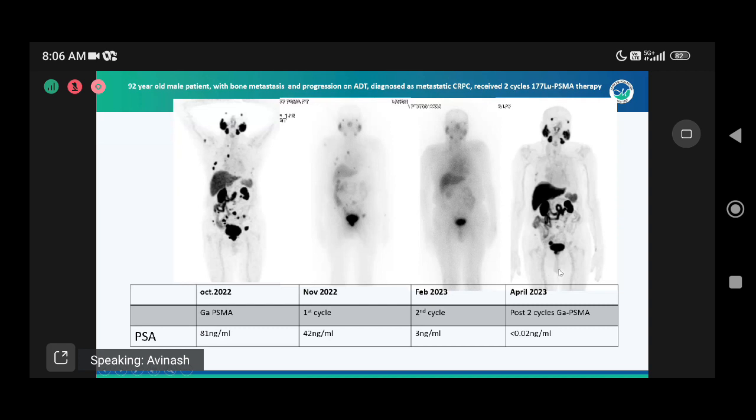So you could see there is almost complete resolution of all the lesions which had been shown on the first scan, whereas only negligible amount of tracer uptake is in the prostate region. Since this patient is a 94-year-old individual, based on a good response to 2 cycles of PSMA therapy, we had stopped lutetium PSMA therapy, and currently he is under observation.